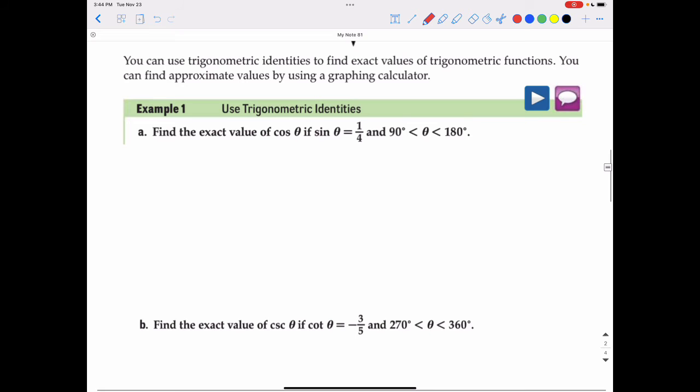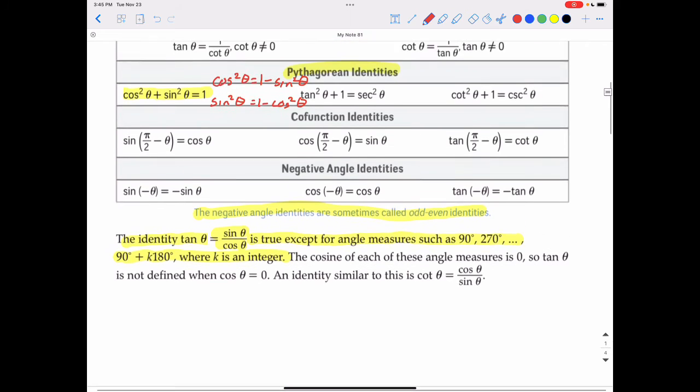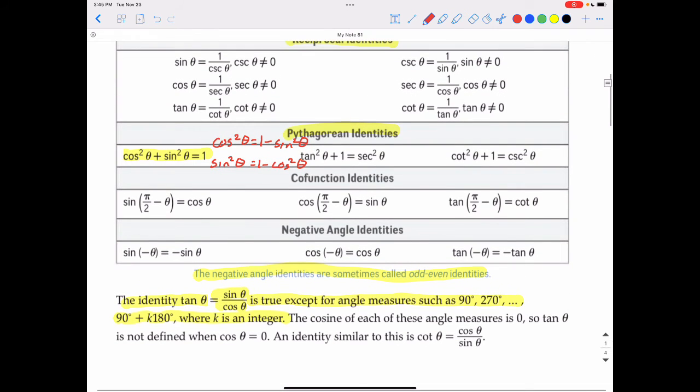We can use trig identities to find the exact values of trig functions. You can find approximate values using a graphing calculator if necessary. So example 1 is find the exact value of cosine theta if sine theta is 1/4 and theta is between 90 degrees and 180 degrees. If we want to find the cosine value and we know the sine value, a common way of doing this is to use the Pythagorean identity using cosine and sine.